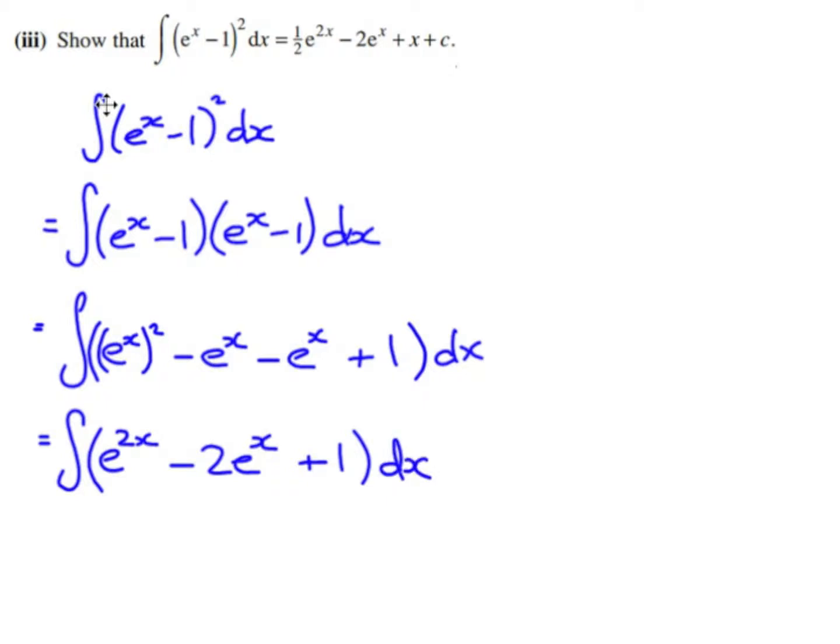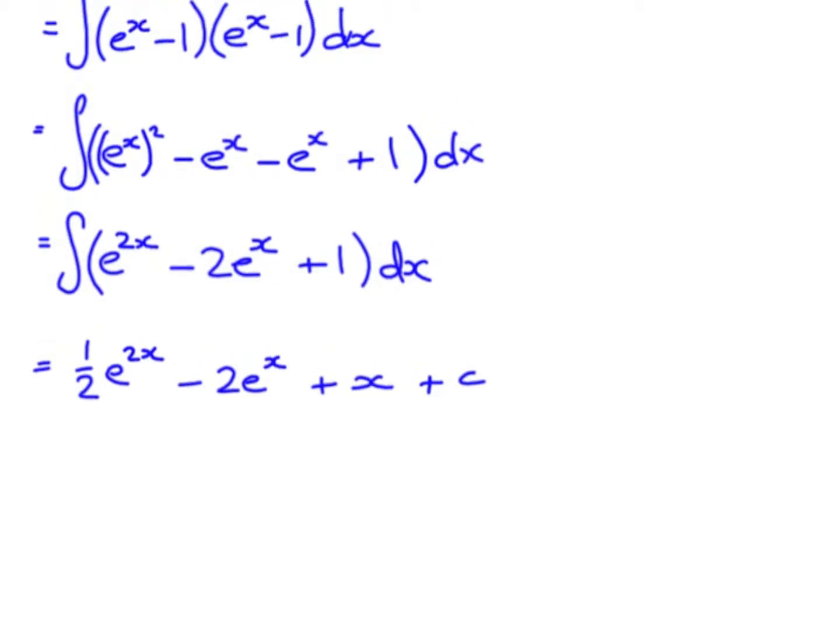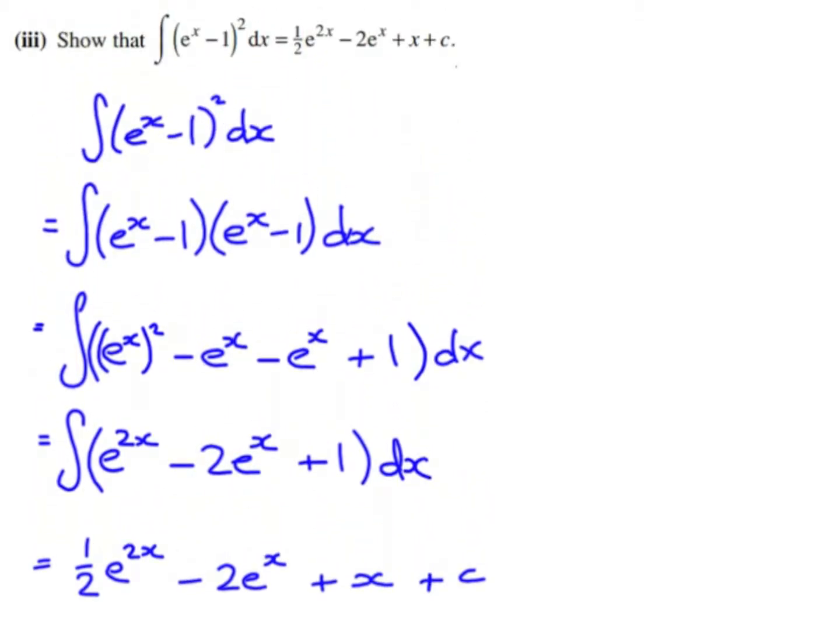Once we've written it in this form, it's much easier to integrate term by term. e^(2x) becomes a half e^(2x). Be careful with that half there. Minus 2e^x stays as it is, and 1 becomes x when we integrate it. And of course, we mustn't forget our plus c. Once we've done that, we've got exactly what they were asking us to show.